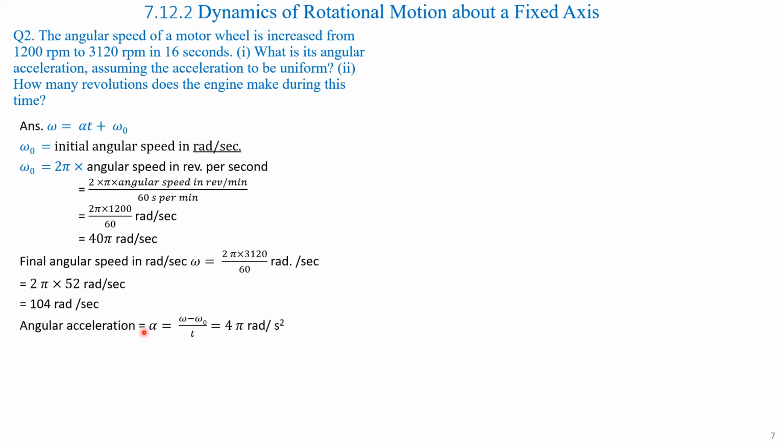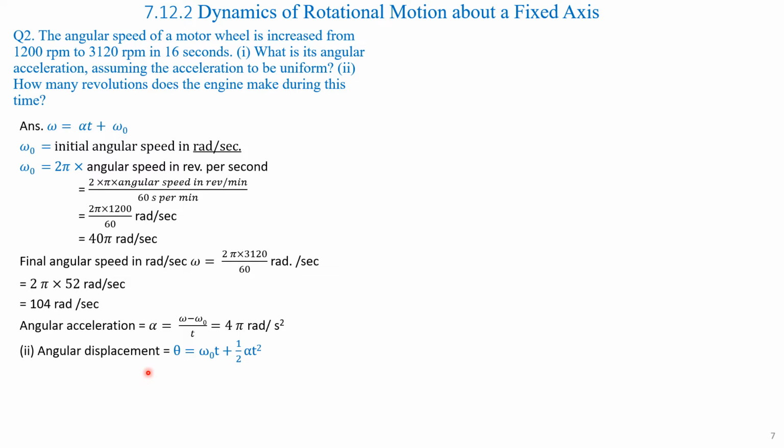The angular acceleration alpha is given by the relationship alpha is equal to omega minus omega naught divided by t. We are rearranging the terms of this equation. Substituting the values of omega and omega naught, and taking t as 16 seconds, we get the answer as 4 pi radians per second squared.